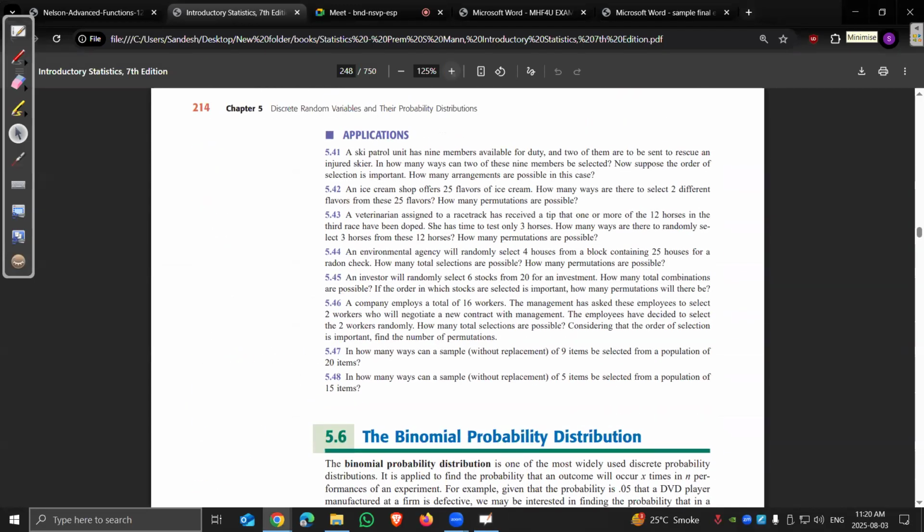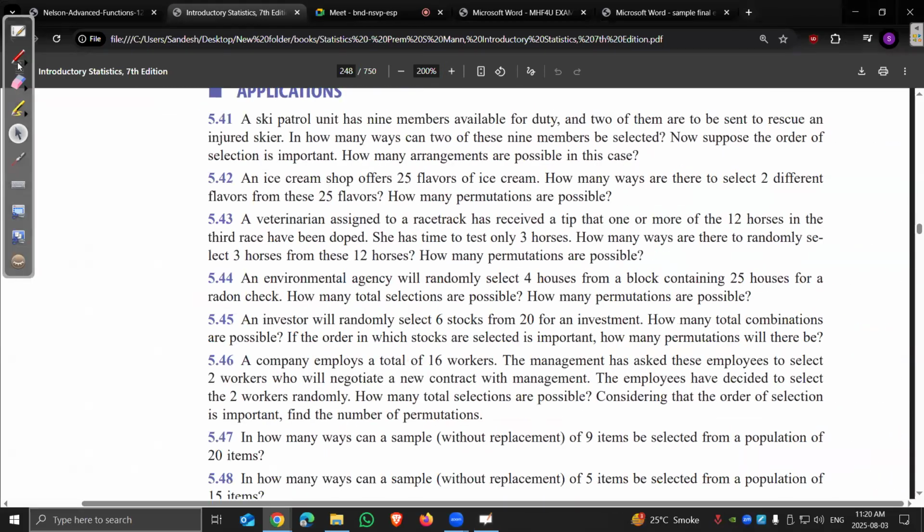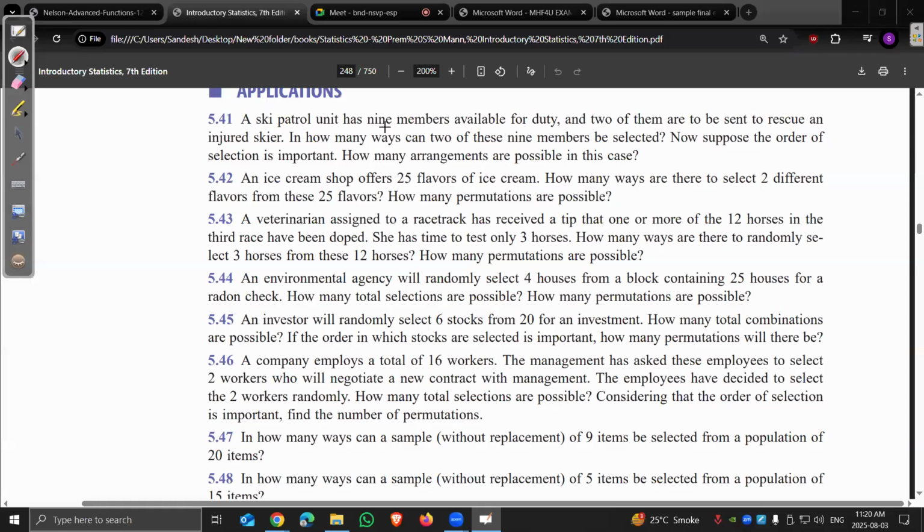Okay, let's do a pop quiz. A ski patrol has 9 members. 2 of them are to be sent. How many ways? Is this permutations or combinations? There's 9 people. We want to send 2 to the rescue. Nowhere does it say like the first one is like the captain or whatever.